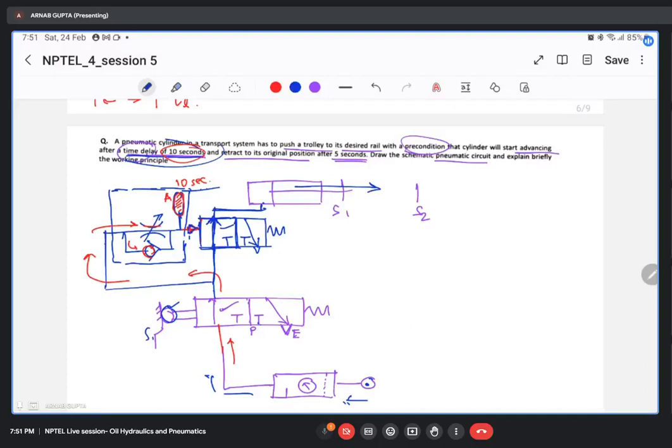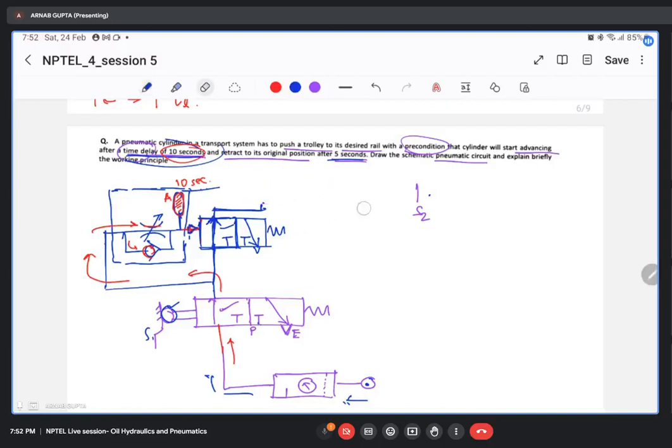Now it says that after it has reached its advanced position, that is the extended position, it will wait for 5 seconds and then retract to its original position. So we have to use another time delay valve that will delay the retraction process. Okay, so that can't be realized using this. So you have to use another valve.